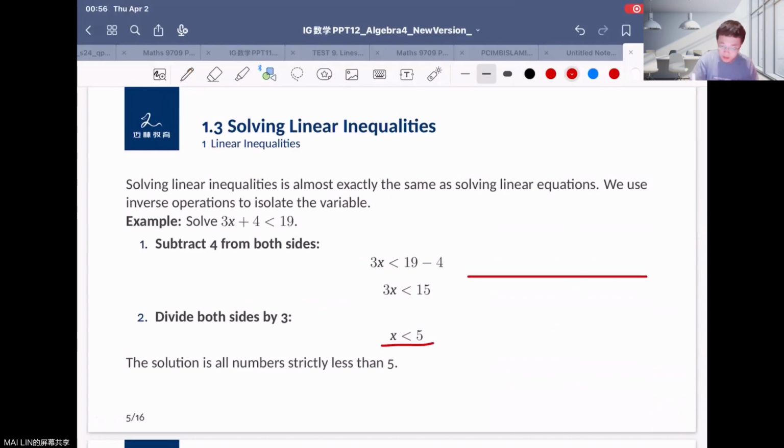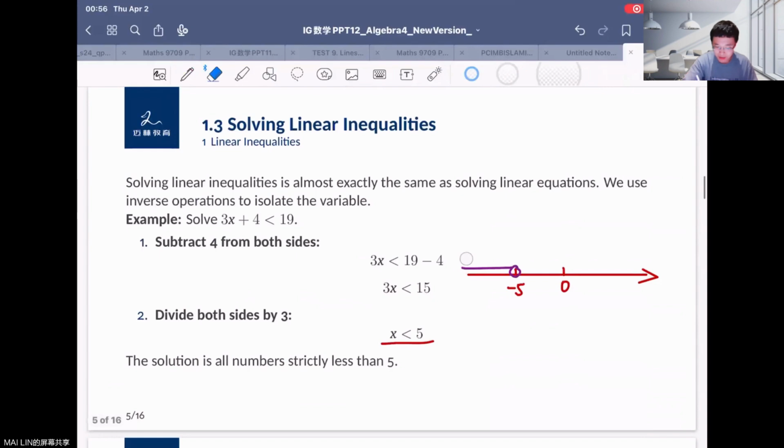By using a coordinate axis, you can draw like this. Here is the 0 point, or origin, and you can label 5 right here. Oh sorry, it's 5, not -5, sorry for that. Here is just a circle, not a closed circle. Then we draw the arrow to the left. This arrow means x is smaller than 5, or strictly smaller than 5.